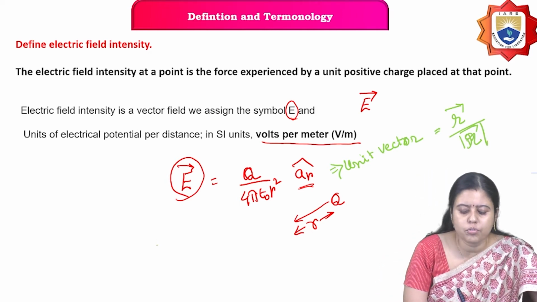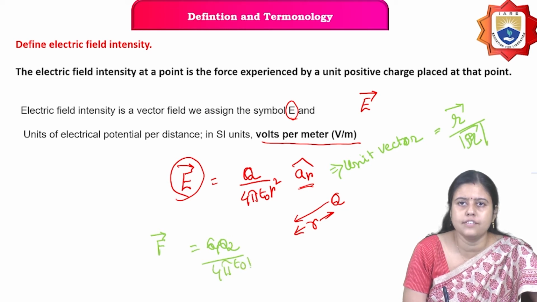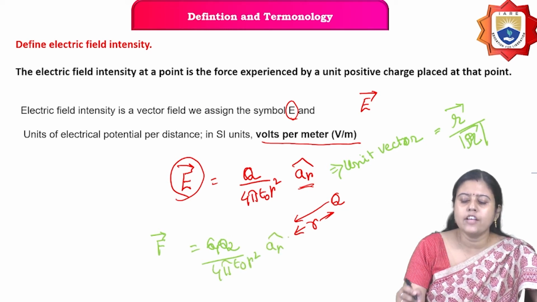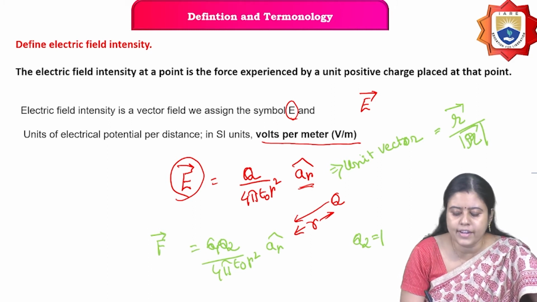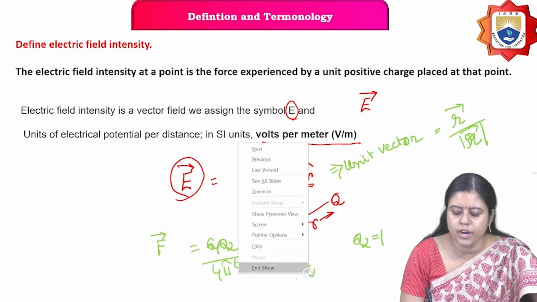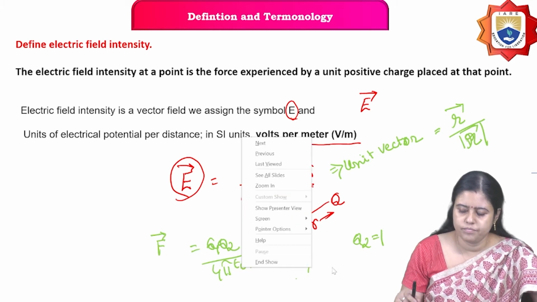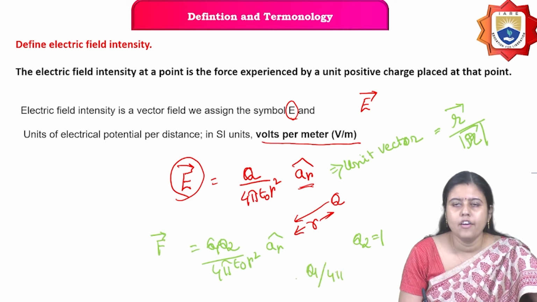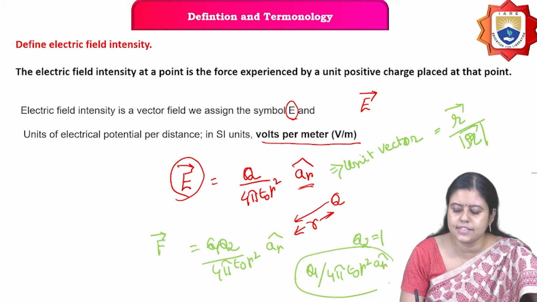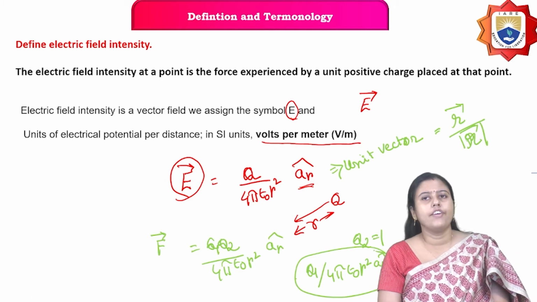So what is Coulomb's law? Coulomb's law is F is equal to Q1 Q2 by 4 pi epsilon 0 r square aR. As we are bringing the positive unit charge, Q2 is equal to 1, and if we put the value 1 here, we will get Q1 by 4 pi epsilon 0 r square aR, and this is nothing but the electric field intensity.